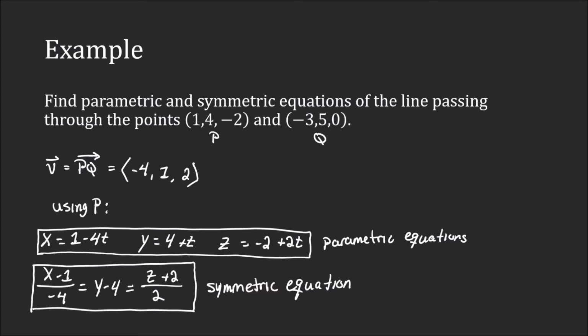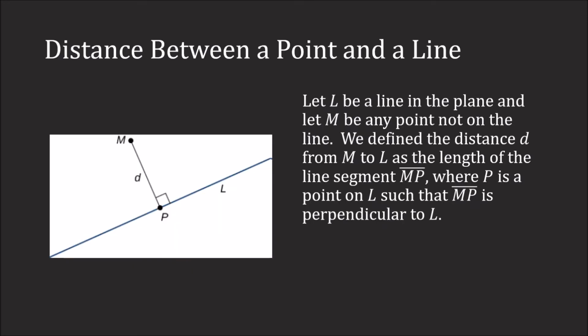Let's now look at the distance between a line and a point. So let L be any line in the plane, let M be any point not on the line. We define the distance from M to L as the length of the line segment MP, where P is a point on L, such that MP is perpendicular to L, as we see over here.